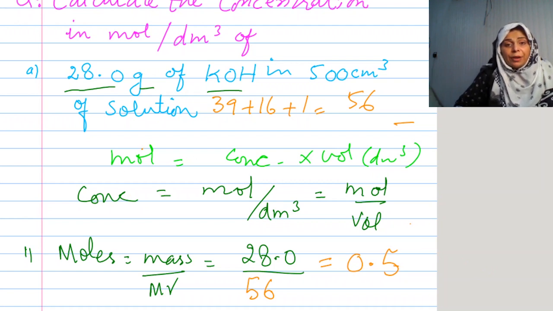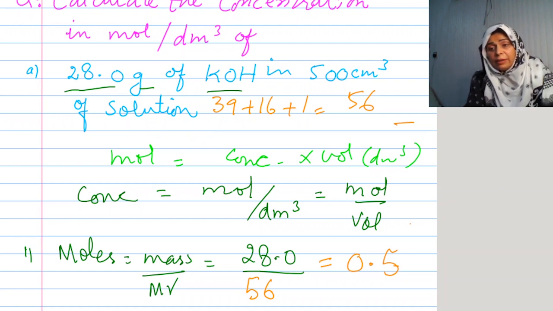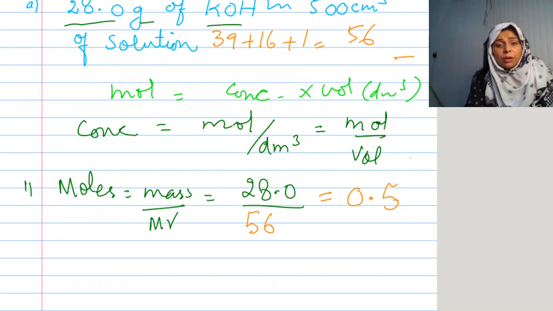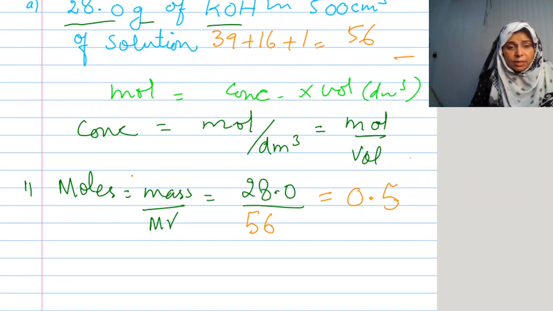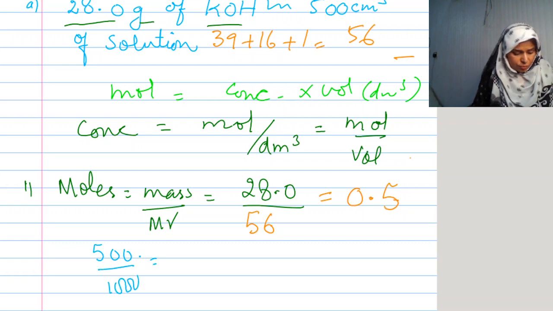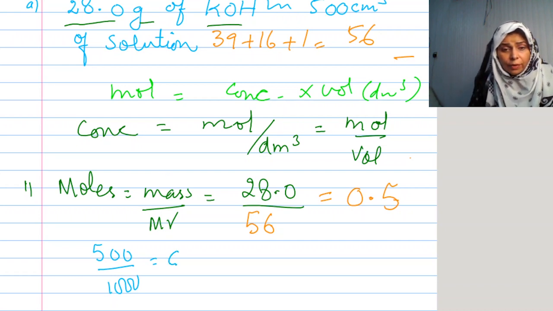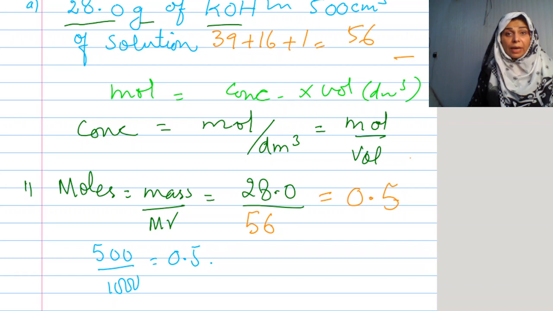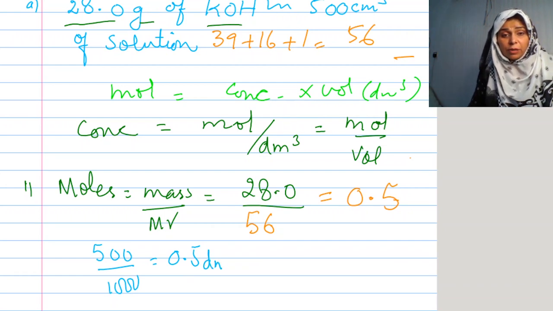Right, mole over decimeter cube. Volume is given in centimeter cube. So we will divide 500 centimeter cube by 1000 to convert to decimeter cube. 500 divided by 1000, the answer is 0.5. So 0.5 is the decimeter cube value.